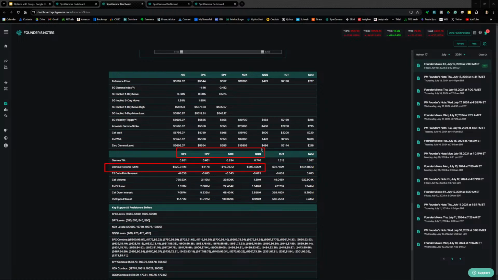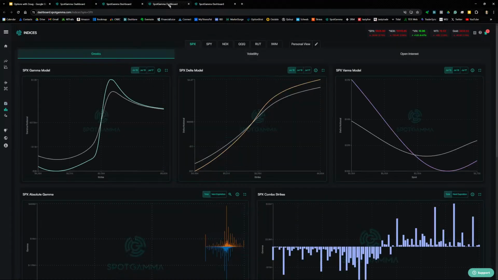What this indicates for an index is that traders are long puts, market makers are short puts, hence the negative gamma, and they have to trade with price to hedge their delta exposure. And again, that leads to wider trading ranges rather than mean reverting type range days. All right, in a negative gamma environment, I like to take a look at the Vanna model.